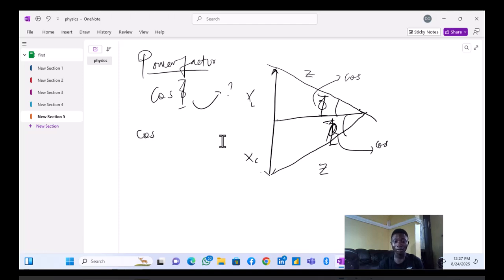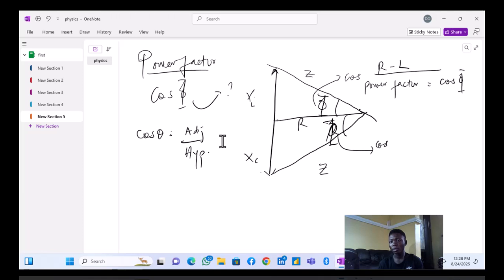Don't forget that in mathematics we have that cos theta is adjacent over hypotenuse. Now for this upper part, obviously this is L, this is R, which is the RL circuit, isn't it? For an RL circuit, the power factor, which is cos phi, will be given as what? What is cos phi? That's adjacent over hypotenuse, that is R over Z.